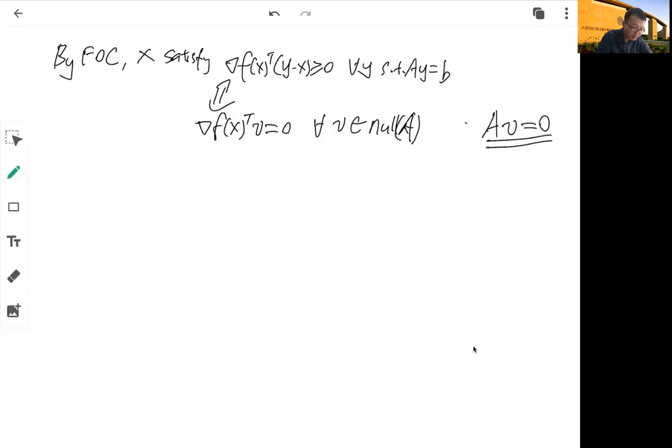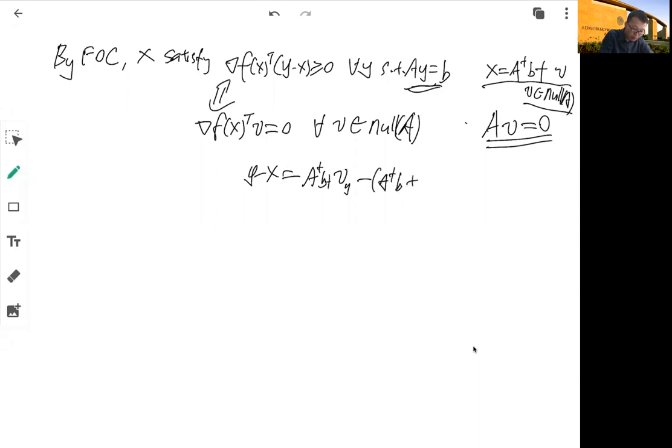And why is this an equivalence? Like we said previously, if this problem is feasible, then AY equals B, and the feasible solutions can be characterized by saying all solutions satisfy X equal to A pseudo inverse B plus some V, where V is in the null space of A. This is the set of all solutions, and both X and Y need to satisfy this, which means that Y minus X is equal to A pseudo inverse B plus Vy minus A pseudo inverse B plus Vx, where these two terms get canceled out and you get Vy minus Vx.